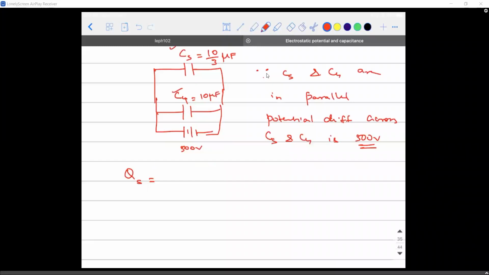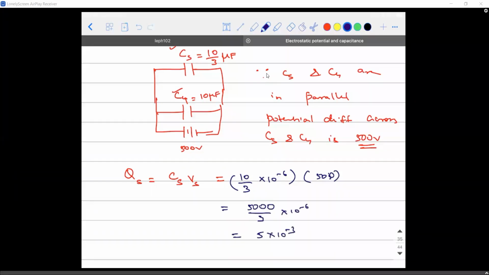So what is the charge across CS? It is CS into the potential drop across that series. What is the value of CS? 10 by 3 microfarad. 10 by 3 into 10 power minus 6 into the potential difference, which is 500. So it is 5000 divided by 3 into 10 power minus 6, that is 5 into 10 power minus 3 by 3 coulomb.